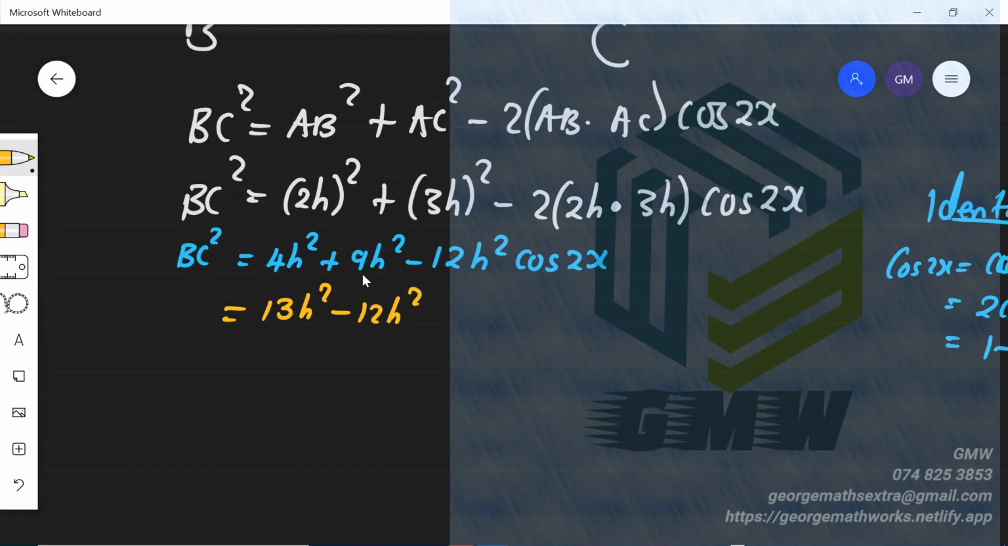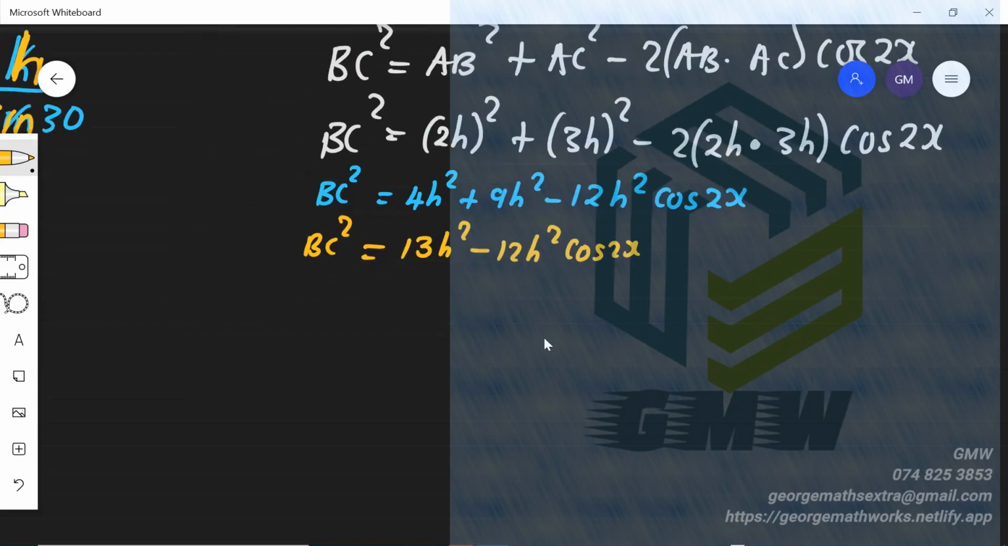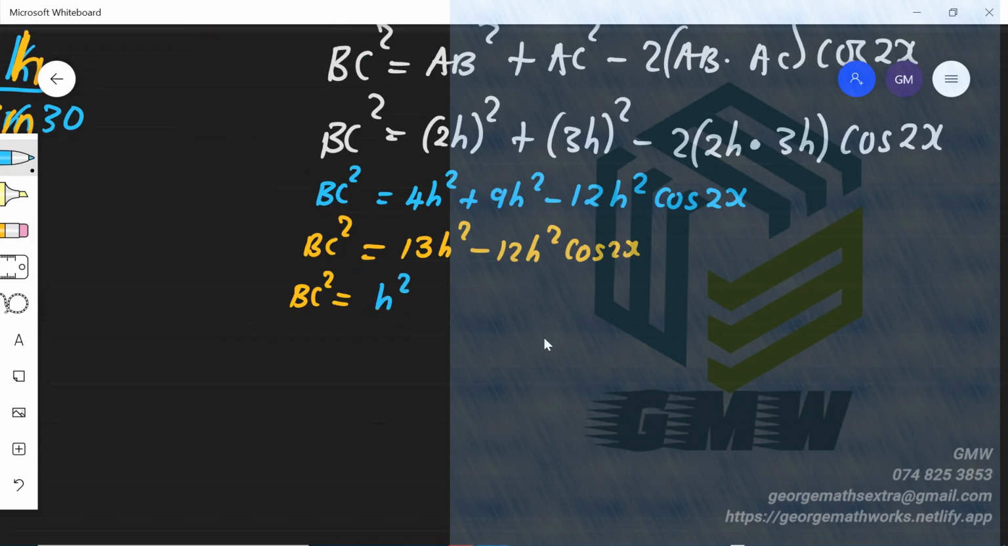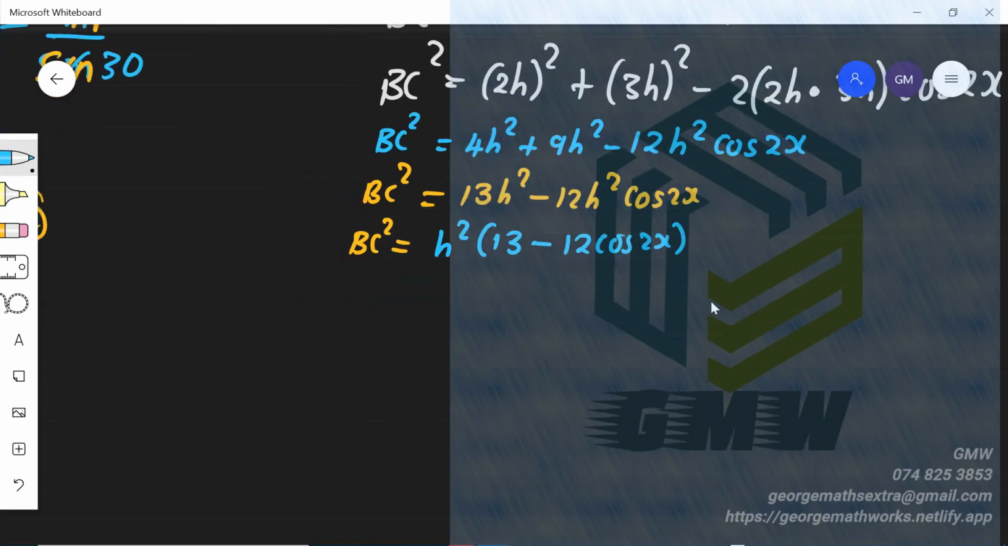Now, check this out. I can do this, cos 2x for now. Remember, it's still BC squared, right? I noticed something. BC squared equals, do you see there's a common factor here? It's h squared, not h alone. So I remain with 13 minus 12 cos 2x. Do you see if I want BC, I have to take the square root on both sides?